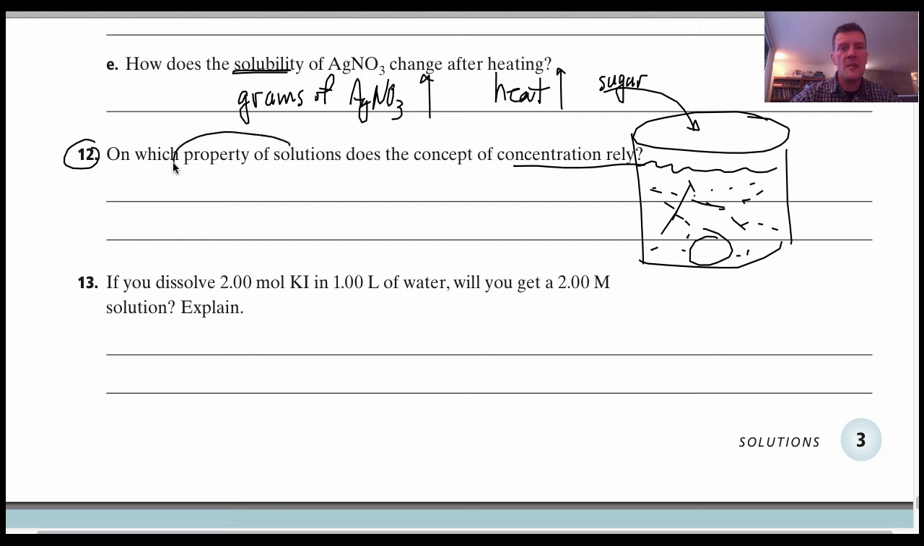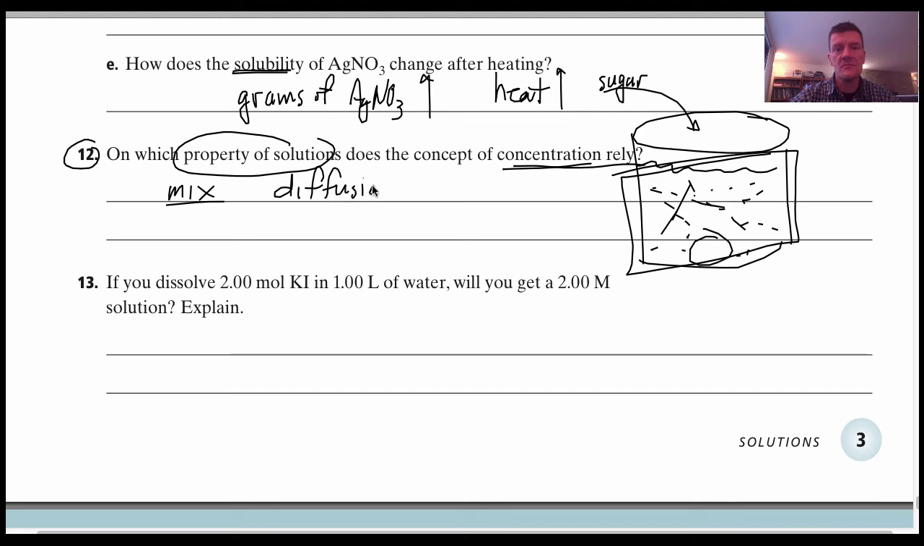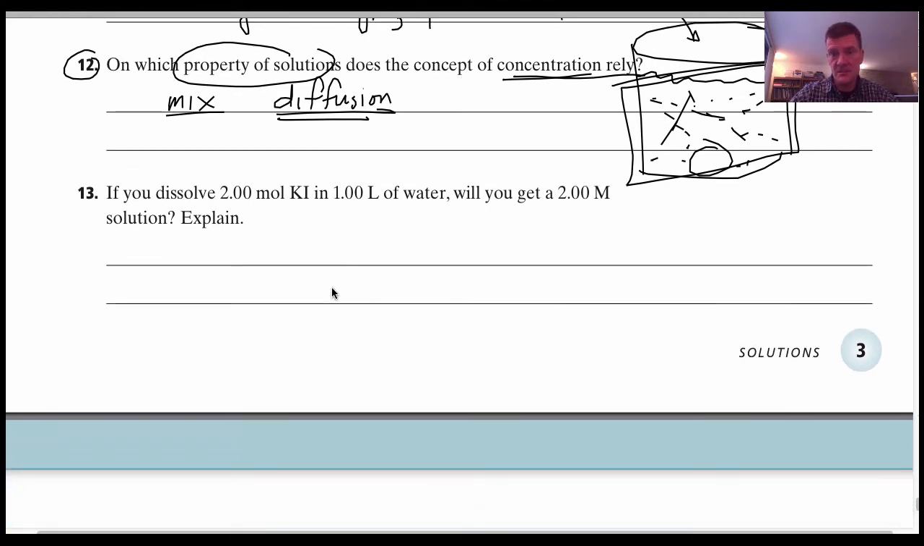So the property of solutions that allows for the concentration to be basically equal throughout this particular solution is the idea that things mix. Remember we said that is what? That's diffusion. So the mixing of particles, because those particles are constantly moving, diffusion allows for the solution to have equal concentration throughout. Okay? So let's look at concentration. Let's look at molarity and molality and talk a little bit about those values.